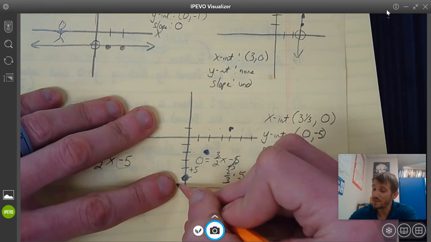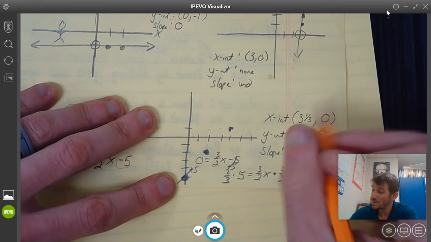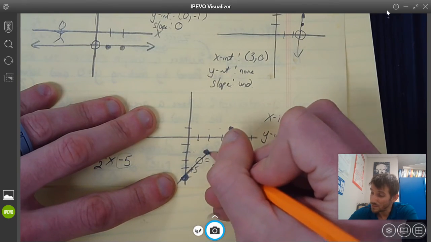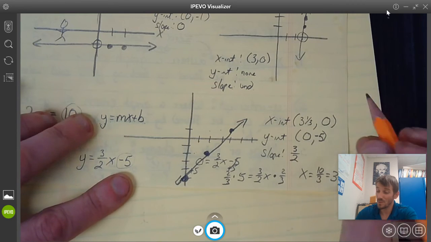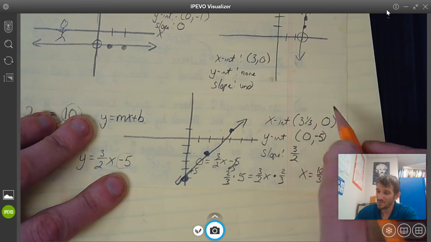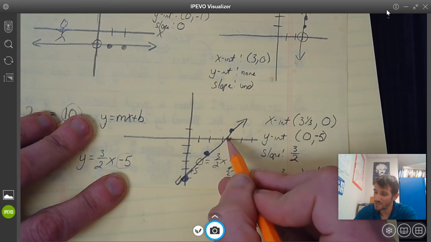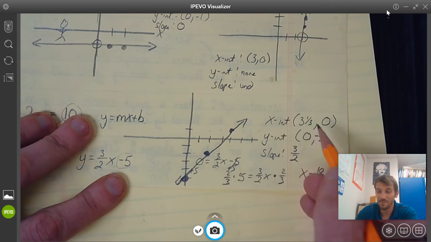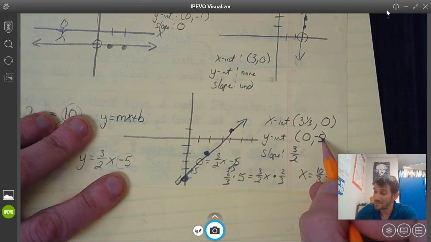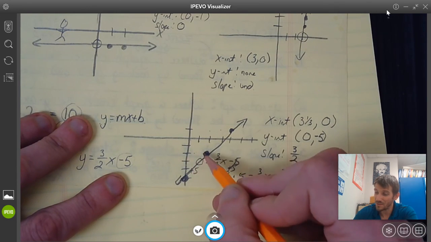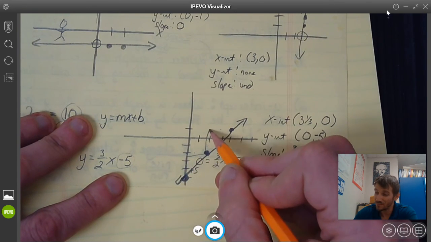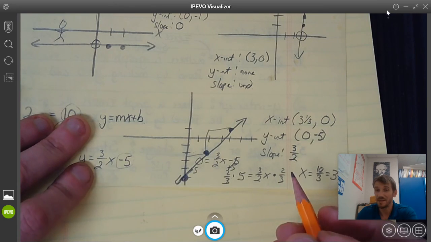All right, so if I draw a line, here we go. There it is. Check this out. X-intercept was at 1, 2, 3 and a smidgen, which is 3 1/3. Y-intercept is at (0, -5). Our slope is up 3 over 2. And that's it, guys.